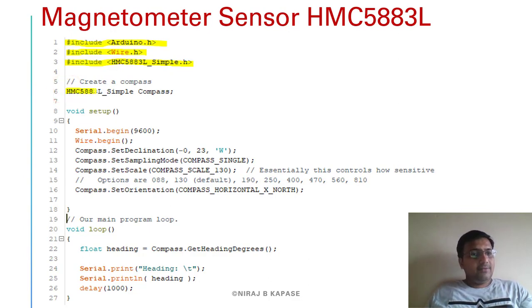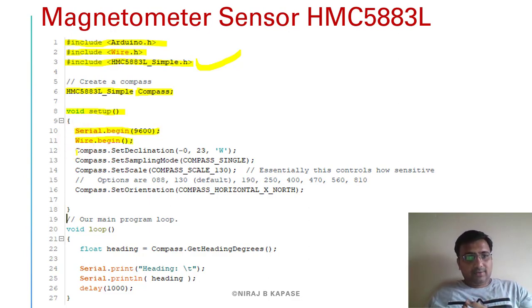So for that, HMC5883L_Simple_Compass. Compass is the object, so we are going to call all the functions within this particular file by using this object, compass. Okay, void setup. So this is setup. We write Serial.begin and Wire.begin, so it uses the Wire protocol because it uses I2C.